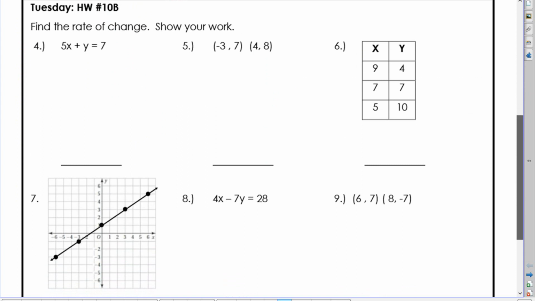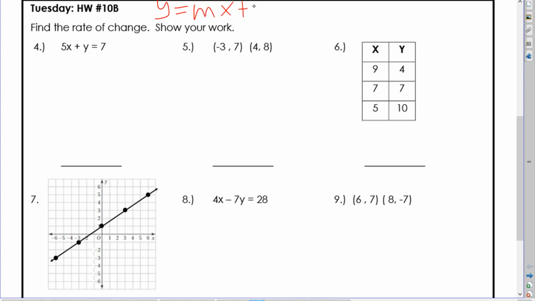Find the rate of change. When you have an equation, it must be in the form y equals mx plus b. When you have 2 points or a table, you have to use the delta y over delta x formula, which is y minus y over x minus x. So let's take a look at this first sentence.